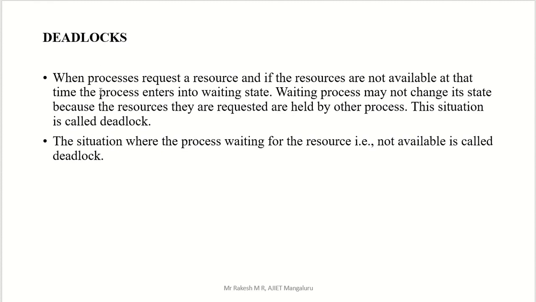What do you mean by deadlock? Here, process requests a resource. A resource means we can take it as anything, either a printer or a scanner, like that, RAM or CPU, anything that is a resource used by the process. When a process requests a resource, it is because in order to execute, the process needs resources. That we saw in the first module also.